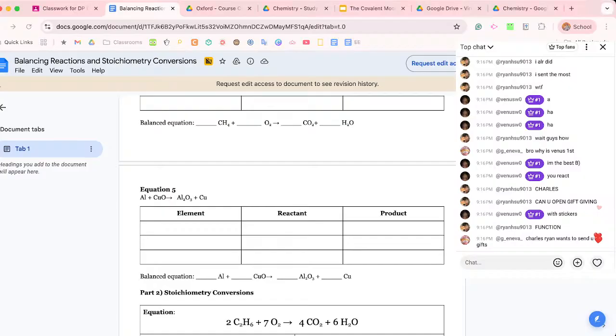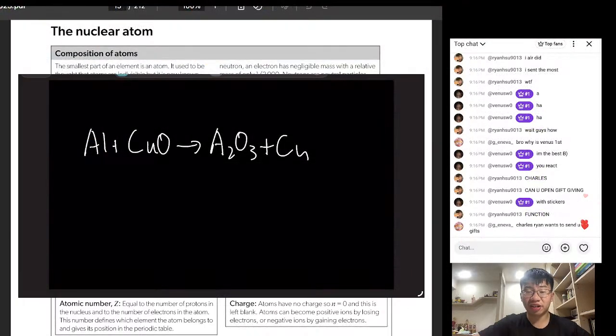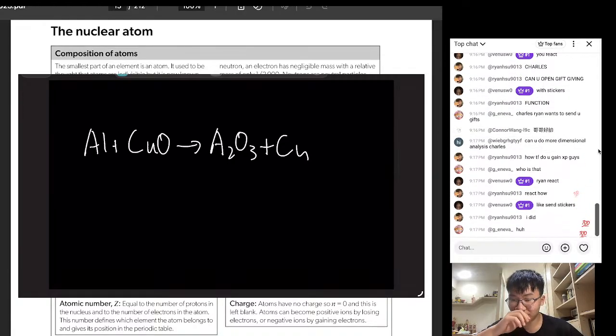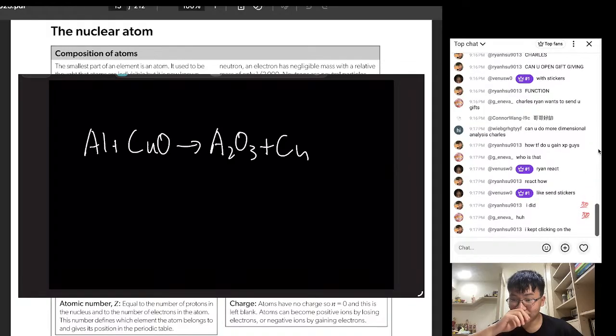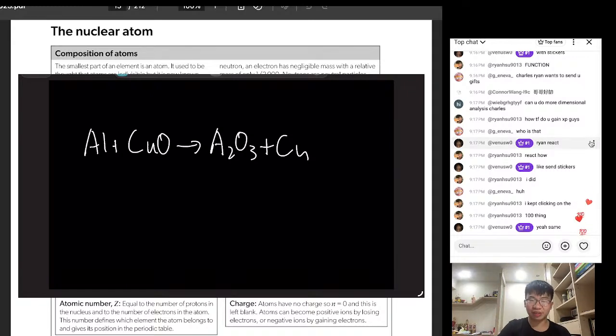Okay, to answer York's, let me go to the iPad. All right, so we have this equation, right? And they're going to give us all the elements that we need to know. Can't stand stickers. Can you do more dimensional analysis, Charles? Dimensional analysis. Yeah, sure. Okay, but anyways, let me just finish balancing this one equation before I move on.